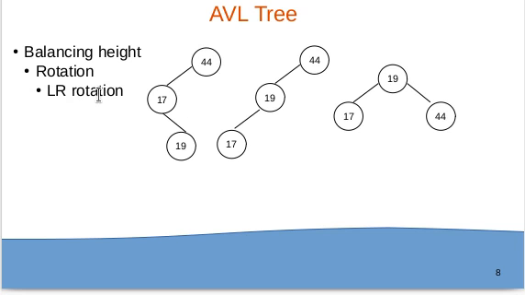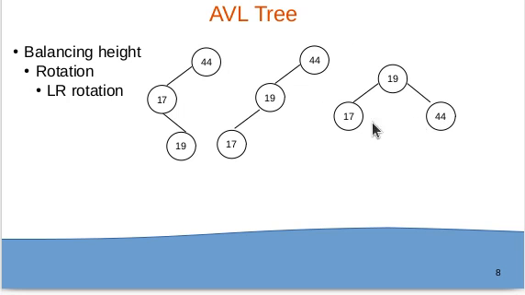In case of LR rotation, here also the height is not balanced for 44, that is 2 minus 0, that is 2. So it is not balanced and we have to rotate it. First we have to left rotate. So 19 will be here, 17 here. So this is the intermediate step. Now, like the LL rotation, we rotate this with a right rotation. So 19 will be the root, 17 will be the left child, and 44 will be the right child.